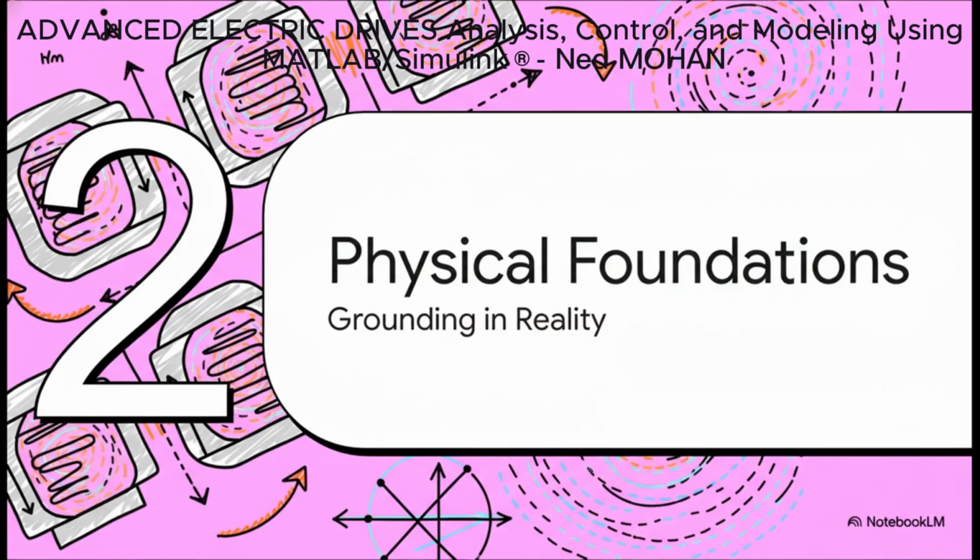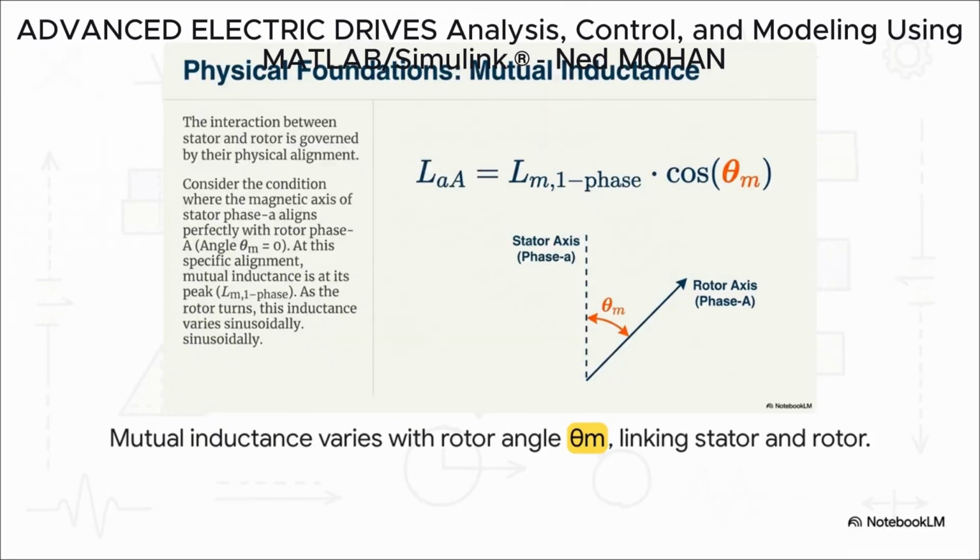The entire theory of space vectors, believe it or not, starts with a fundamental physical principle that you already know: mutual inductance. Now, as the rotor turns, you can see that angle, theta m, is constantly changing. This causes the mutual inductance between the stator and rotor windings to vary sinusoidally. This is it. This is the physical interaction we absolutely need to model to understand what's going on.